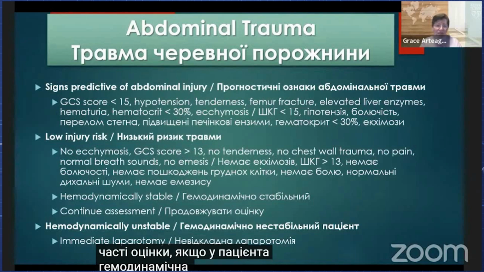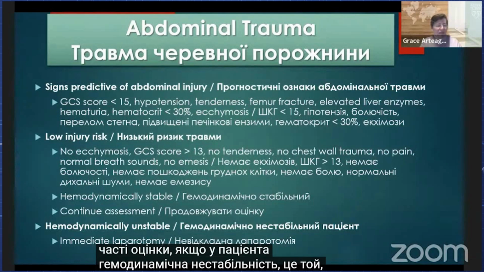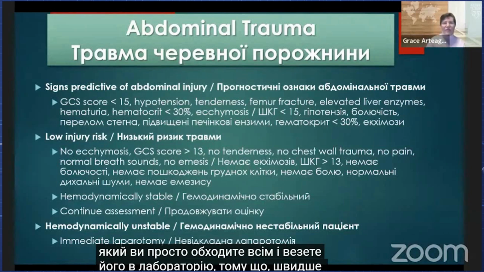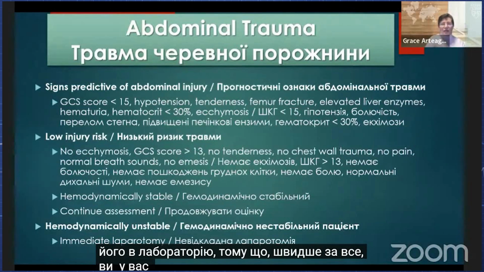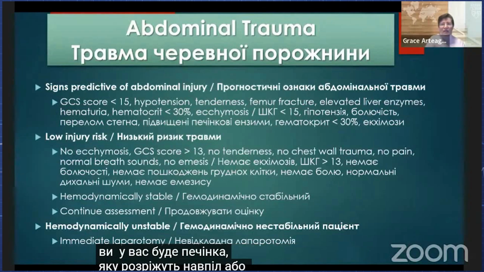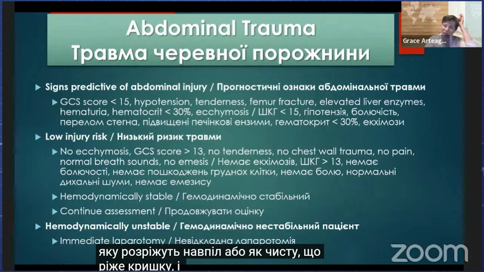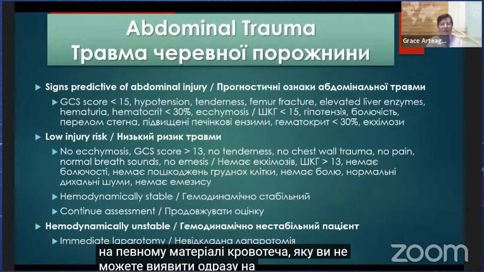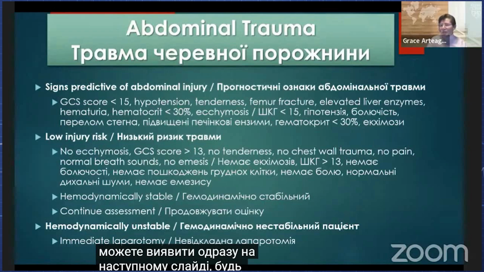If the patient is hemodynamically unstable, this is the one where you bypass everything and take them for a laparotomy, because most likely you're going to have a liver that's cut in half or a spleen that's cut in half, and they continue bleeding from an arterial bleed that you're not able to detect immediately. Next slide, please.